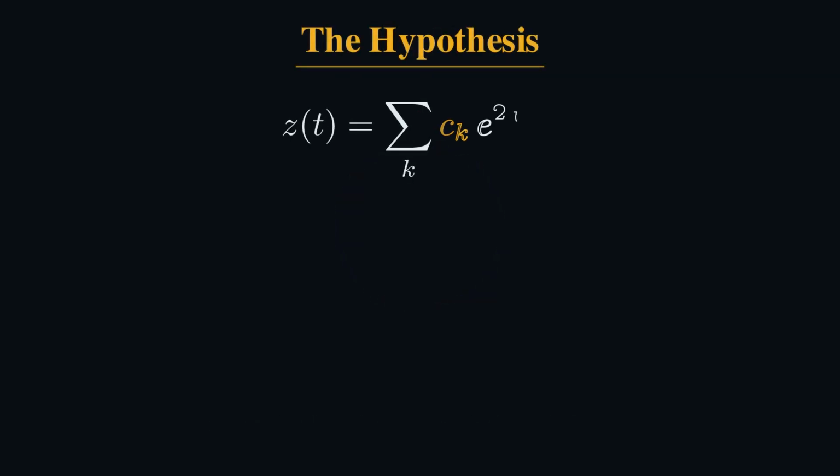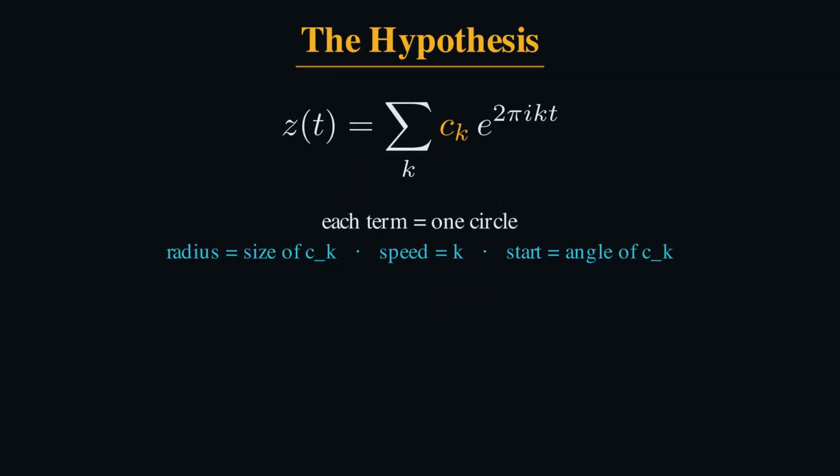Here is the bet Fourier made. The pen's journey, z of t, is a sum of terms, and every term is one circle. c_k is a complex number whose size is the circle's radius and whose angle is its starting position, spinning at speed k. If the bet is right, finding the drawing circles means finding these numbers c_k.